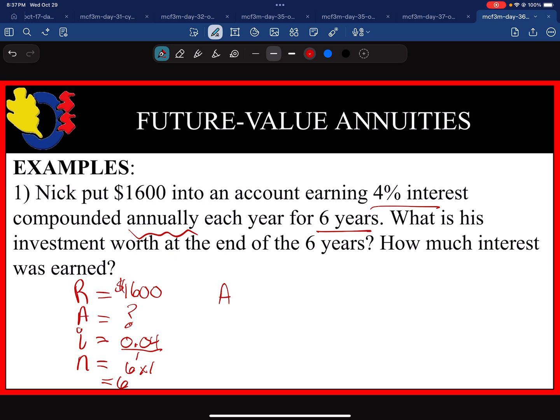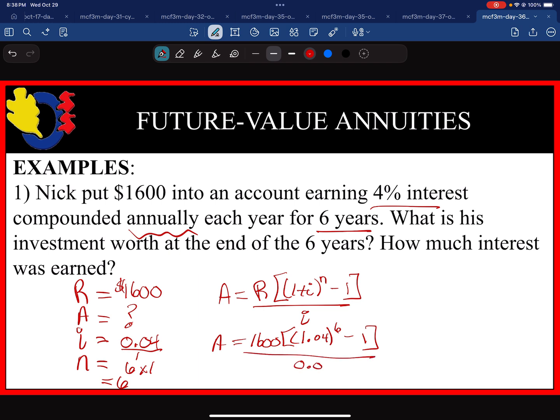Plugging into our formula, A equals R bracket 1 plus i to the exponent n minus 1 all over i. So A is equal to 1,600 times 1 plus 0.04 is 1.04 to the exponent 6, subtract 1, all divided by 0.04. Go ahead and plug this in on your calculator. Some of you can just enter it as it appears. Others will have to work on the inner bracket first, then the exponent, subtract the 1, hit equals, then times it by 1,600, hit equals, and then divide by 0.04. So play around on your calculator.